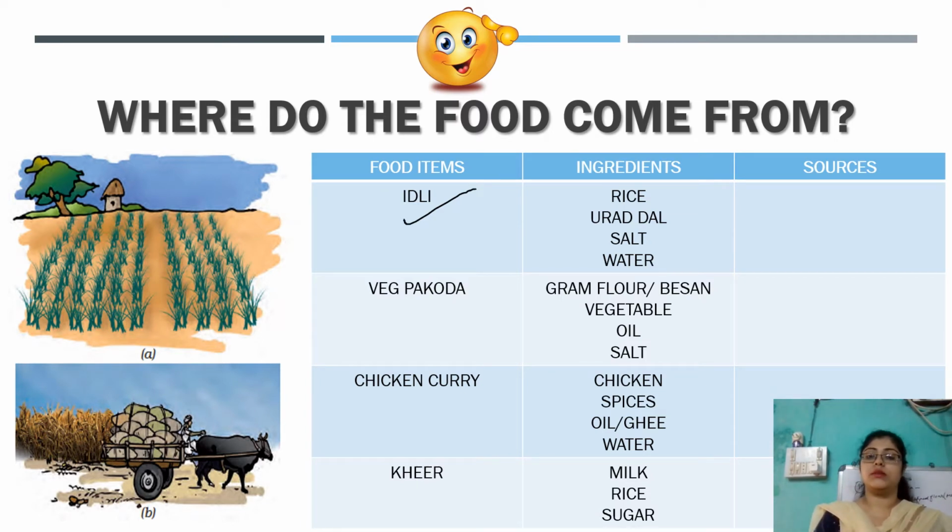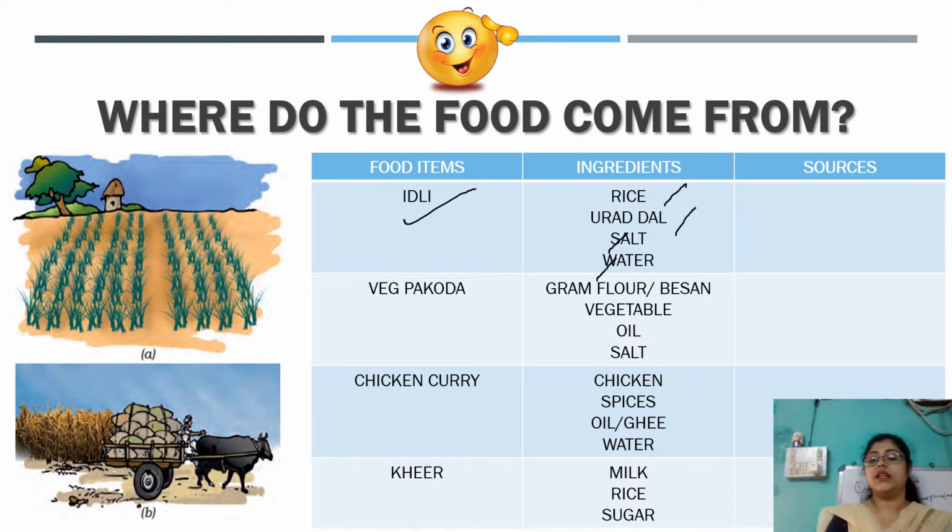We have just learnt about ingredients, right? So in order to make idli, we need rice, urad dal, salt, water, and so on. Now, what are the sources of these ingredients? For example, what are the sources of rice? From where do we get the rice, urad dal, salt?